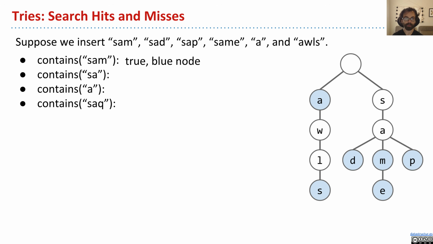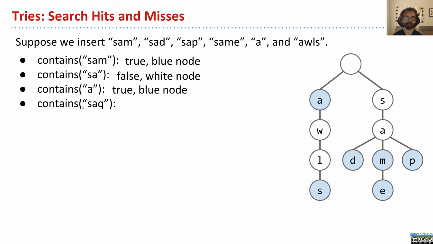Okay. Well, how about contains SA? So in that case, we start at the root, we follow S, we follow A, and we're still in the tree, but the node we've ended on is false. It's a white node. This is not the end of a key. How about contains A? Well, in that case, we go to the left, we get to A, and this one's blue, so we return true.